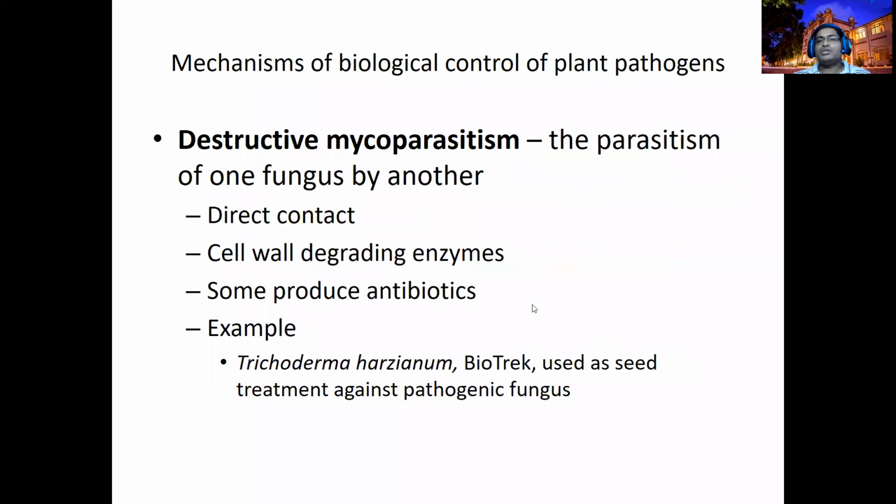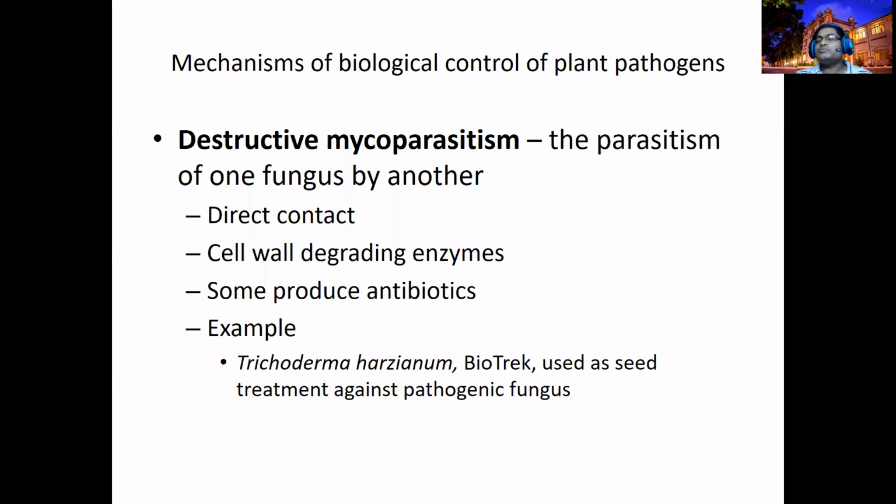And destructive mycoparasitism. Destructive mycoparasitism means parasitism of one fungus by another. This is one habit of Trichoderma too, right? Other than secondary metabolites, Trichoderma will grow over the other pathogen, produce a penetration peg, and penetrate and reproduce inside the other pathogen by direct contact, producing cell wall degrading enzymes. Some produce antibiotics. So in this way, they are destructive.